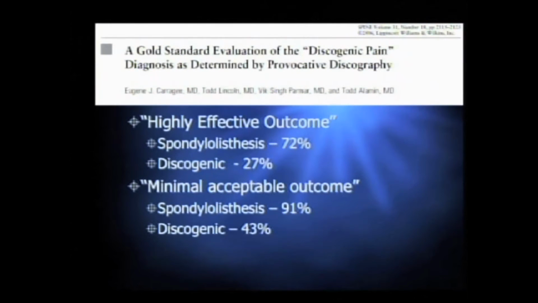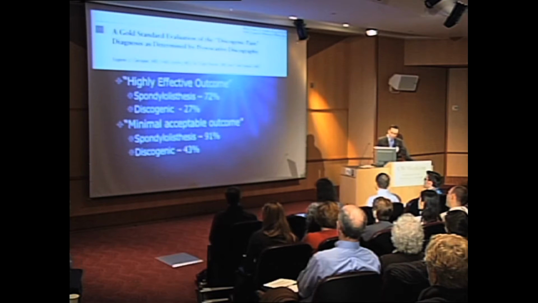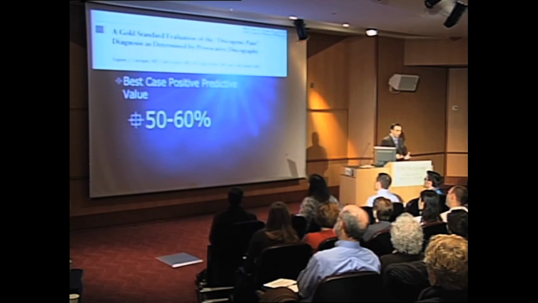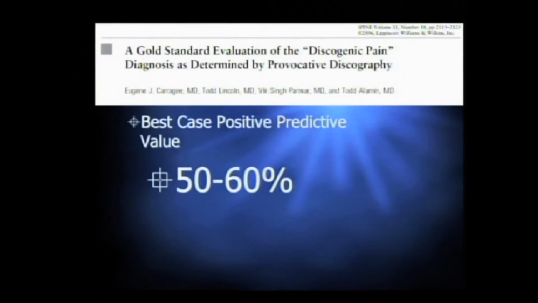And these are things like VAS of 1 to 2 points improvement, ODI 15 points improvement, just really the bare minimum of improvement. And what they found is that when they used their highly effective criteria, spondylolisthesis was successful in 72% of those patients, whereas fusion in the discogenic pain population was highly effective only 27%. And then when they went more lenient on their outcomes, they found that at best discogenic pain fusion was successful in 43% of that population, where fusion for the spondylolisthesis group was as high as 91%. And no matter how you twist the data, how you statistically manipulate the data, they found that the best case positive predictive value for fusion for discogenic pain population is about 50 to 60%. You might as well flip a coin.